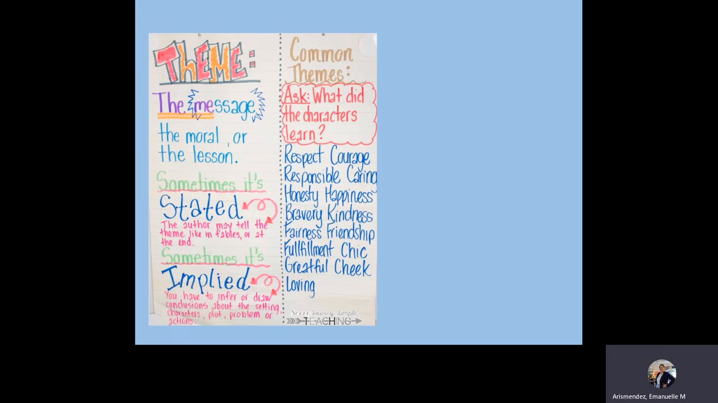So what are some common themes? Ask yourself, what do the characters learn in this story? So we might read about someone learning how important courage is. We might learn about honesty. Another common theme is bravery or fairness.